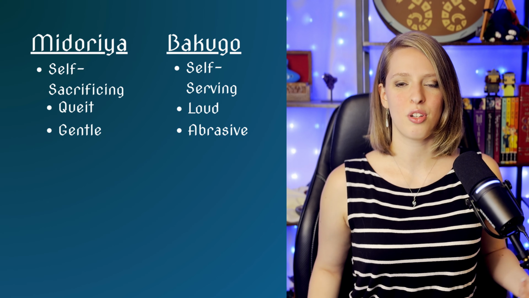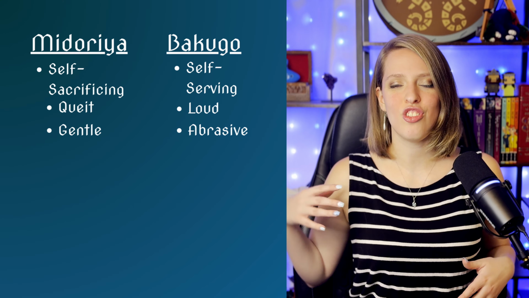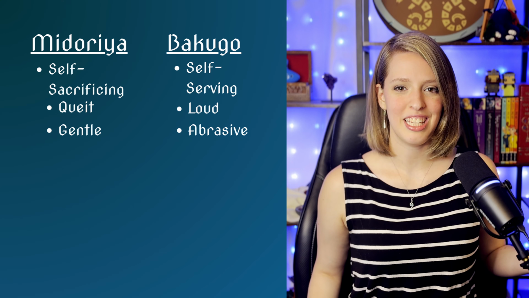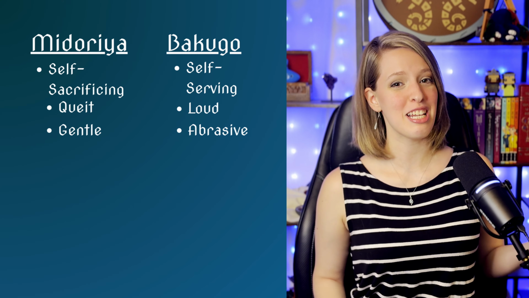Where Midoriya is quiet and gentle, Bakugo is very loud and abrasive. His way of communication is screaming. Even when he really likes you and you're best buddies, he yells at his friends all the time and they're like, we know you love us. So very quiet and respectful versus his screaming crazy. He's great. Where Midoriya is gentle, Bakugo is abrasive.